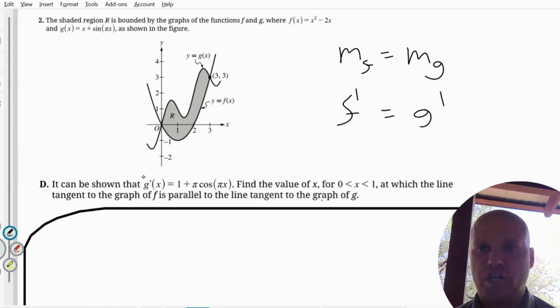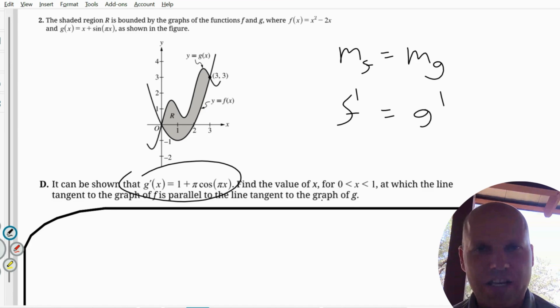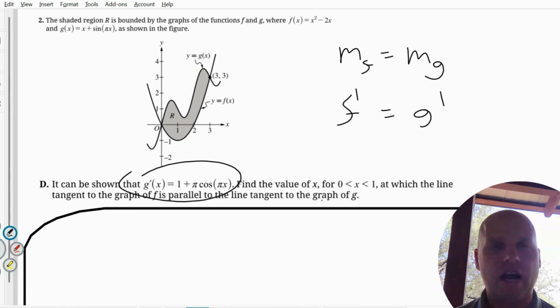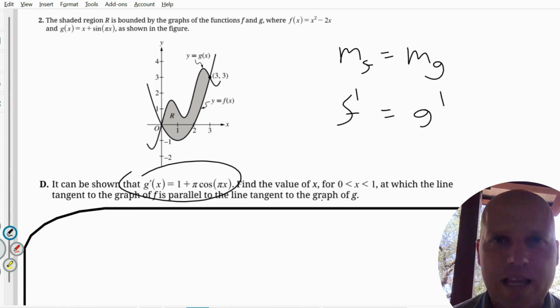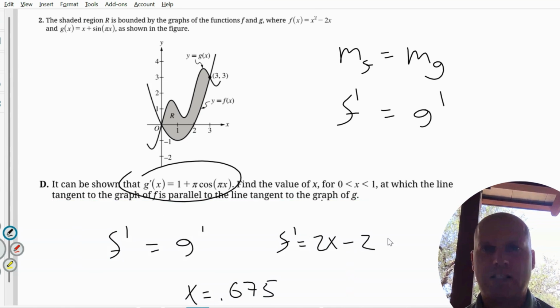Well, they gave you the derivative of g. I thought that was very soft, that they gave you the derivative of g. Maybe it's so they can grade it easier, so they don't have to check and see what their wrong answer is, if they got the wrong answer correctly or something. I just think they're making this easier to grade. They gave you the hard derivative. All they asked you for is the easy derivative. You had to find that f prime was 2x minus 2, and you said 2x minus 2 equals 1 plus pi cosine pi x. You would just graph f prime and g prime, see where they intersected. It was very easy.